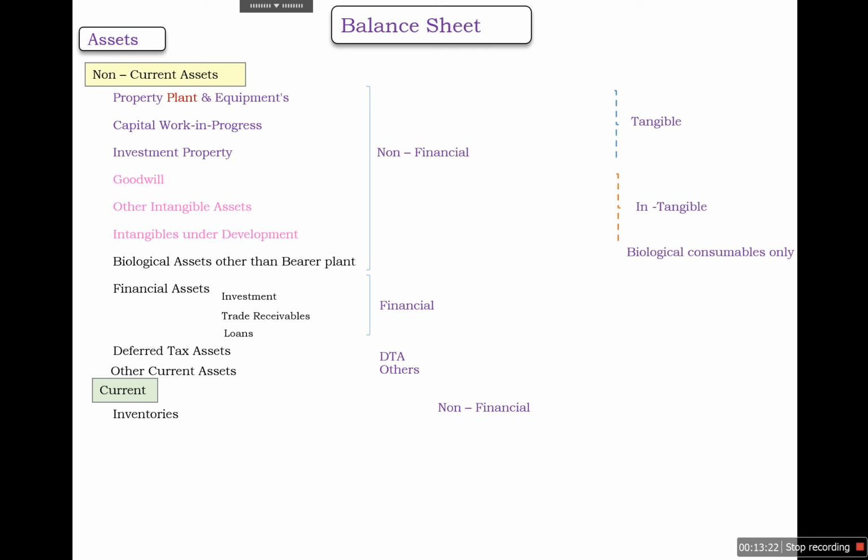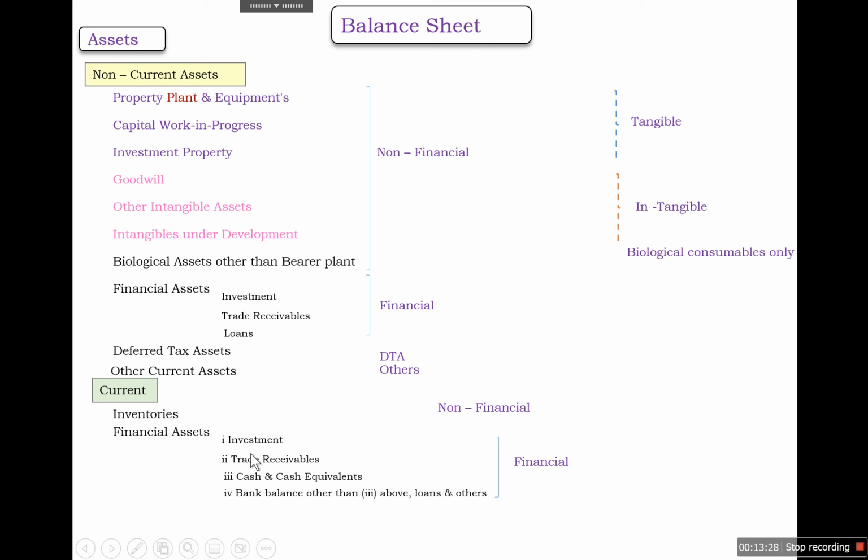And in the current category, first, non-financial assets are presented, similar to the non-current category. Thereafter, financial assets: investment, trade receivable, cash and cash equivalent, and bank balance other than the cash and cash equivalent are presented here. Thereafter, DTA and other current assets are presented. So this is the asset side of the balance sheet.